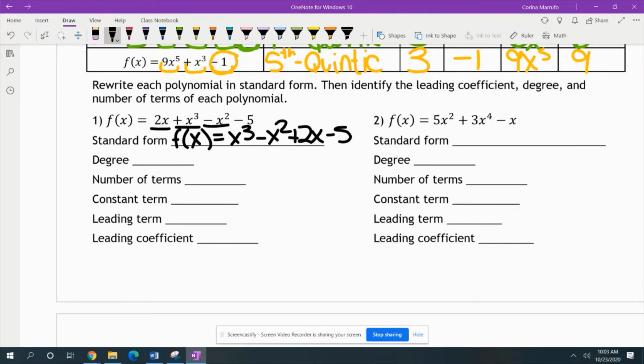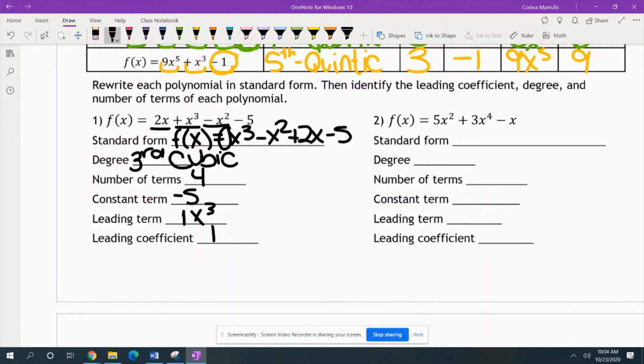Okay, so this is a 3rd degree polynomial, and our 3rd degrees are cubic. Okay. The number of terms, we have a total of 4 terms. The constant term is -5, which is a number by itself. The leading term, remember, if there's no number here in the front of the x cubed, it is an invisible one. And then the leading term is 1x to the 3rd power. The leading coefficient is a 1. Okay, let's go ahead and move on to the next one.